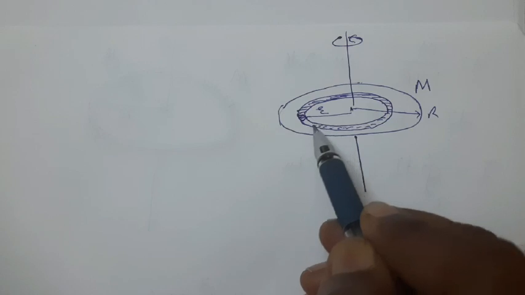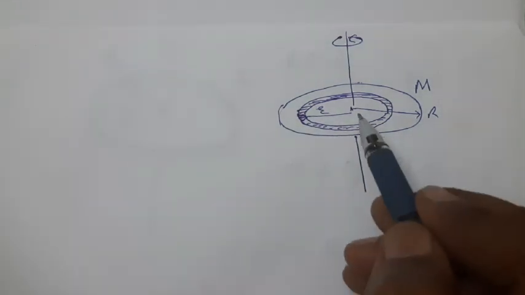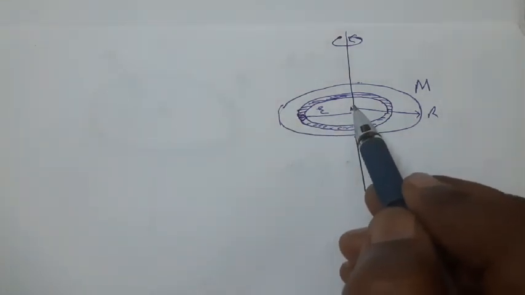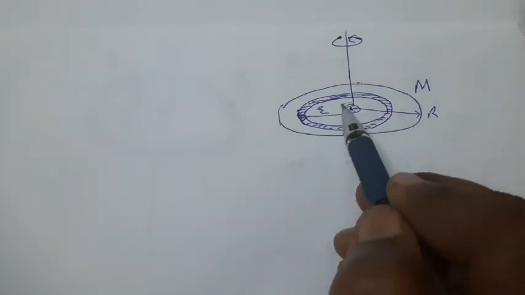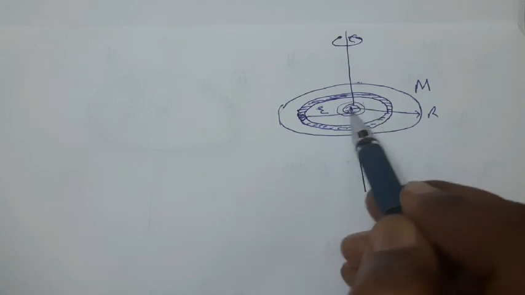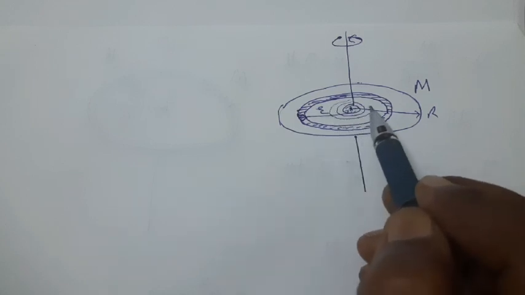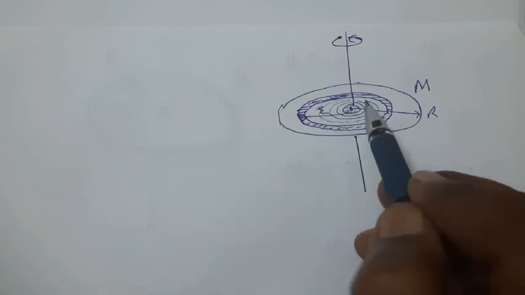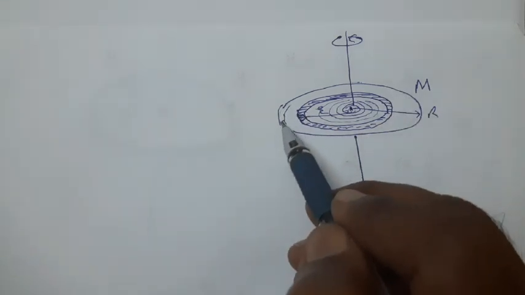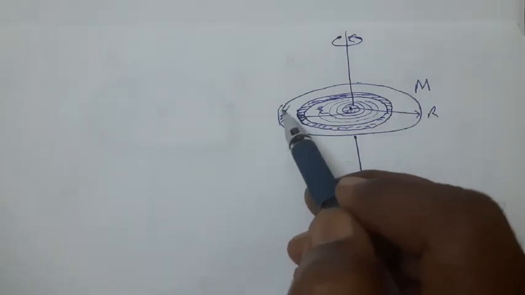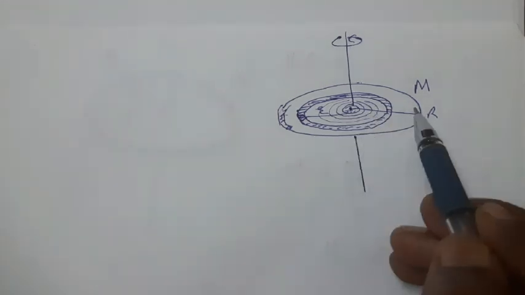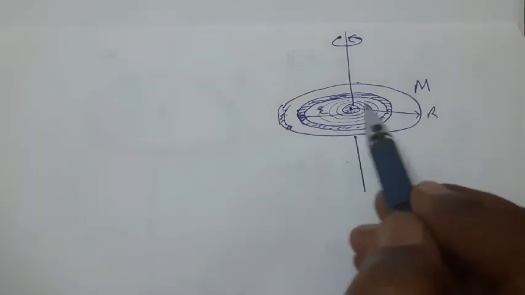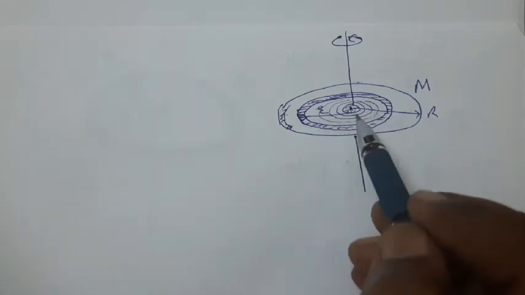Correct? Now I will consider one such ring. How many rings are there? First of all, I will have to consider a ring of very small radius, negligibly small, that is 0. Then we will have to consider the ring over that. Then the next ring, and so on up to the final ring which is of the radius of about capital R. Means this disk is made up of such concentric rings, right?